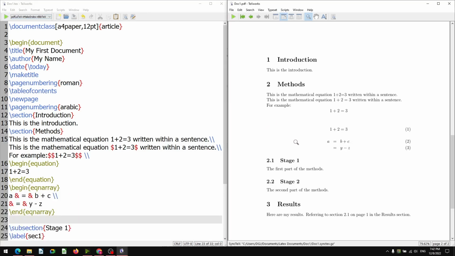So this is the equation a equal to b plus c and x equal to y minus z. This is an equation array, and these are also numbered 2 and 3. So the numbering is automatically taken care of. Equation 1 has the number 1, so that is why these equations have the numbers 2 and 3. So LaTeX automatically takes care of the equation numbering.